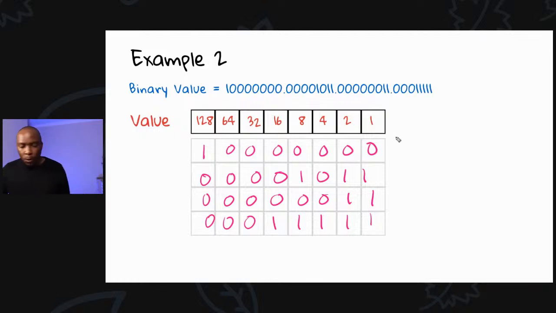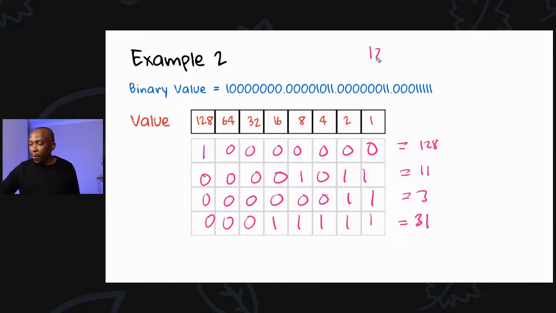Okay. So we've written the first one. By virtue of this, this is 128. That's simple and straightforward. 8 plus 2 plus 1, that's going to be 11. 2 plus 1, that's going to be 3. And then 16 plus 8, which is 24. 24 plus 4 is 28, plus 2 is 30, plus 1, 31. Right. So our IP address is 128.11.3.31. That is the IP address that is represented by that particular binary value.